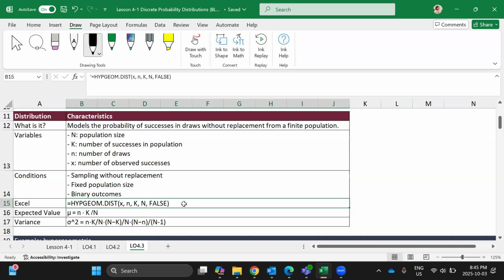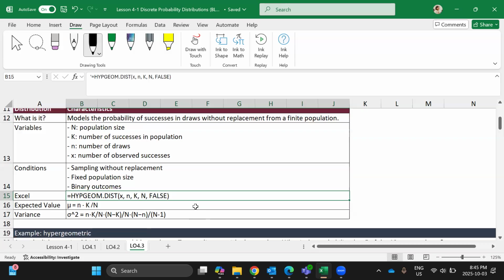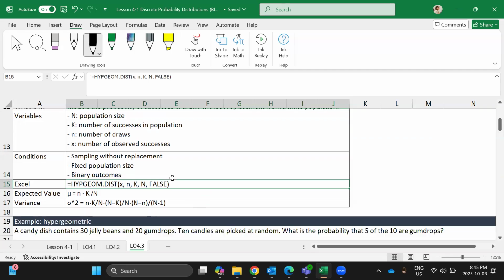In Excel, the formula is quite simple to apply. It's called HYPGEOM.DIST, a short form for hypergeometric distribution. And you put in all of the elements that we just described: the number of successes you observe, the number of draws, the total number of successes in the population, and the population size. For the last argument, you'll always put FALSE in this course.